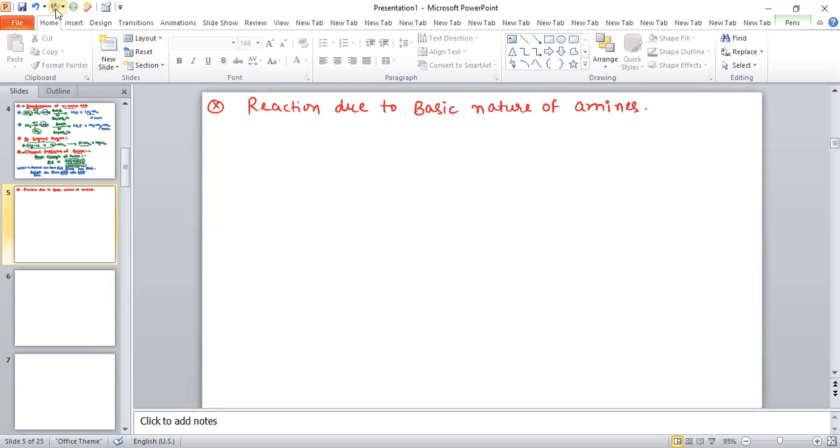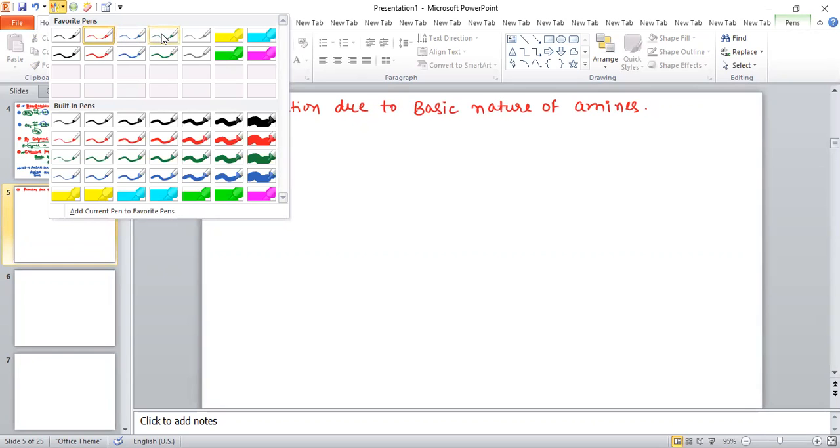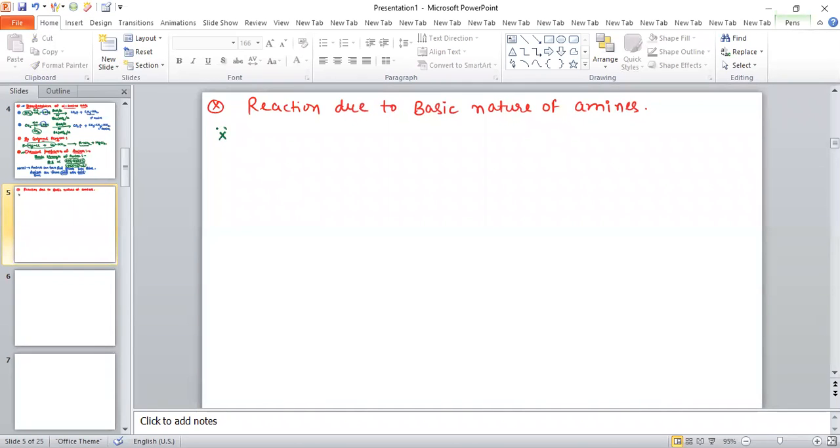What is the reaction due to the basic nature of amines? You can see it in an easy way. If there is an amine like RNH2 plus HCl, because there is a lone pair of electrons on nitrogen, it will behave as a base, and this is a strong inorganic acid.